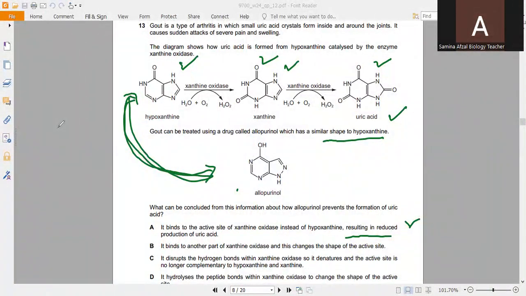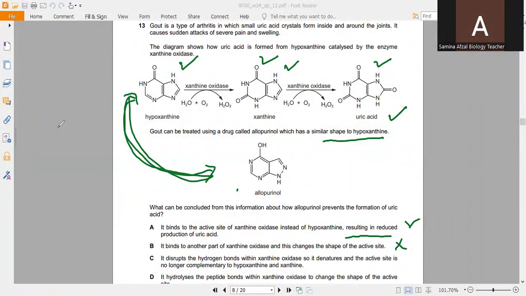Secondly, it binds to another part of xanthine oxidase, and this changes the shape of the active site. No, it will not bind like that, because it has a similar shape to the hypoxanthine. So this is a competitive inhibition, not a non-competitive inhibition. The second statement shows the non-competitive inhibition, so this is not the correct option.